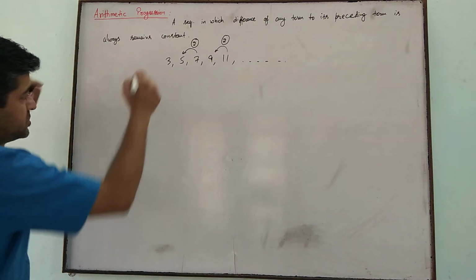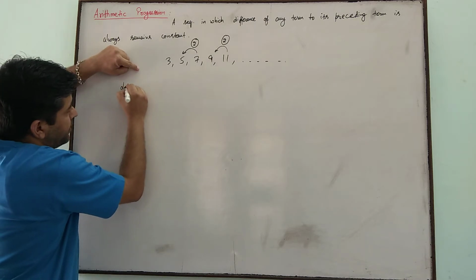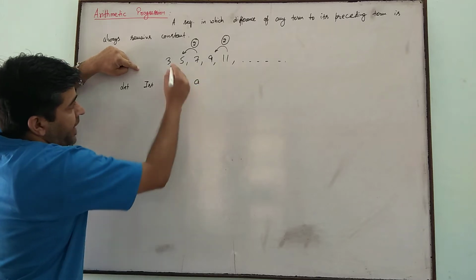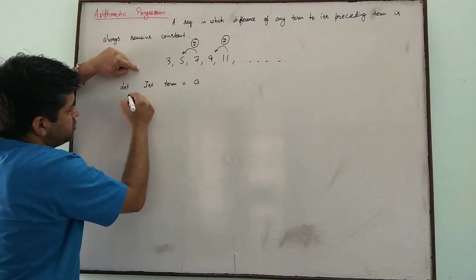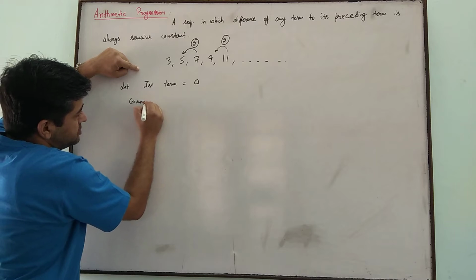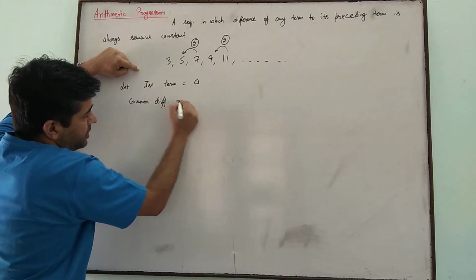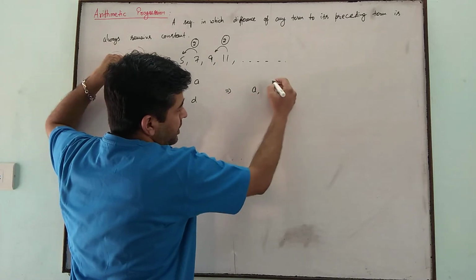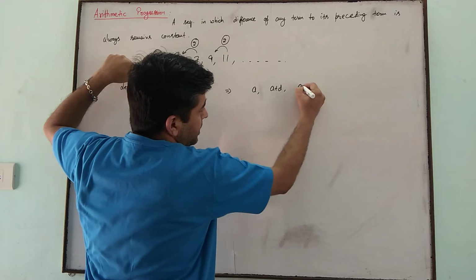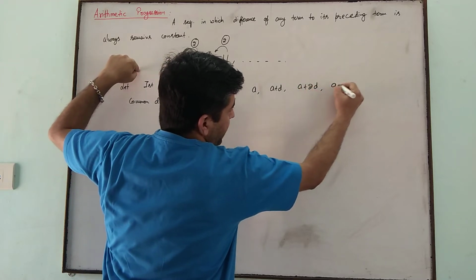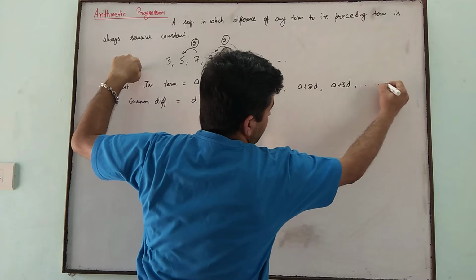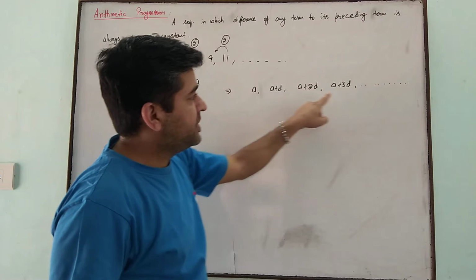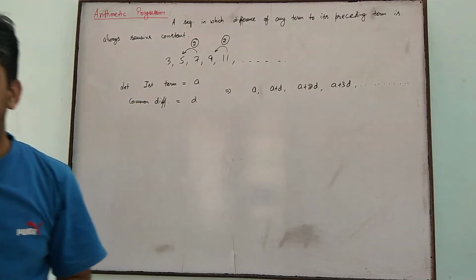Then you will get an AP. For a general AP, let the first term be A, and this difference, which is always constant, is known as the common difference, D. Then your general AP will be A, A plus D, A plus 2D, A plus 3D, and so on up to n terms. The difference is always D, so we need to add D, right?